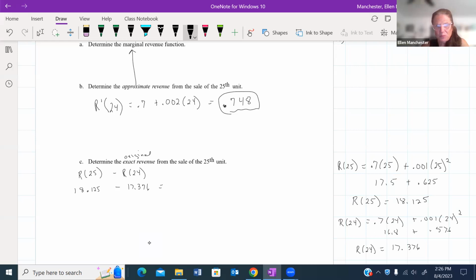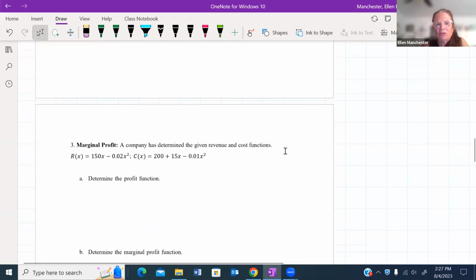And then when I find the difference between the two, it should be very close to my approximate. We'll look at there, 0.749. So that's it, the exact revenue. This is the approximate revenue. Okay, so that's the revenue on the 25th unit, the exact. This is the approximate revenue for the sale of the 25th unit. Okay, so they go hand in hand. Your answer should always be very, very close.